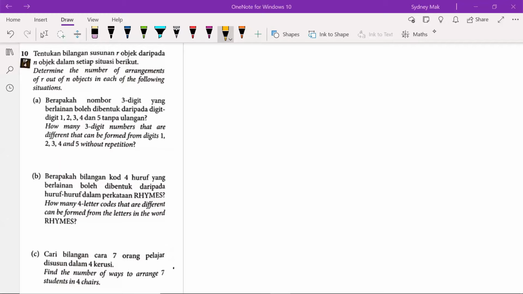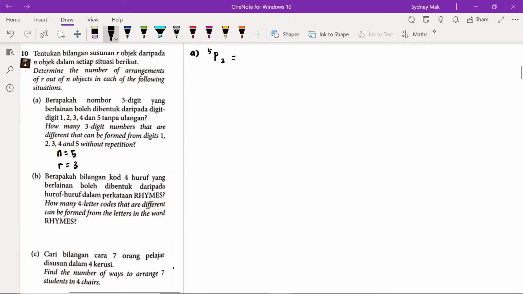Hi everyone, this is practice formative of chapter 4, permutation and combination, question number 10. We have to determine the number of arrangements of r out of n objects in each of the following situations. How many 3-digit numbers that are different can be formed from digits 1, 2, 3, 4, 5 without repetition? Over here we have 5 digits to choose from, so n equals 5, and out of this n, we just need to take 3, so r equals 3. So for part A, we can use 5P3.